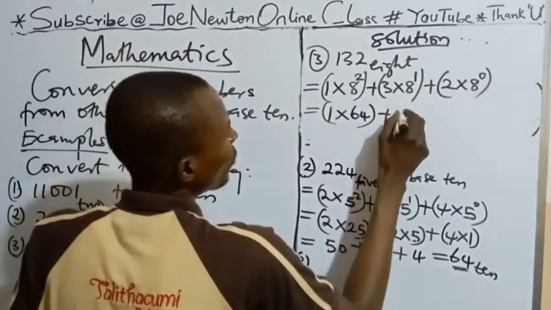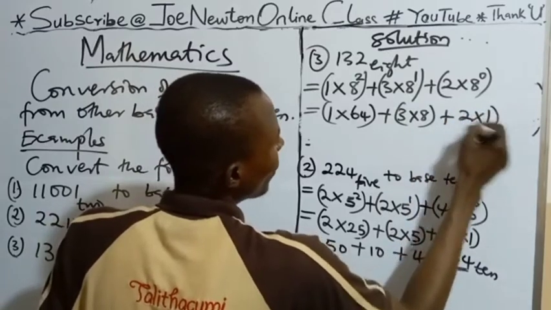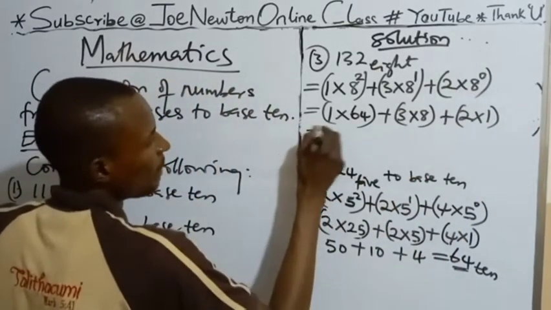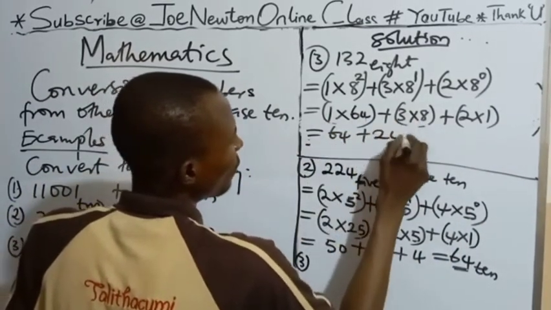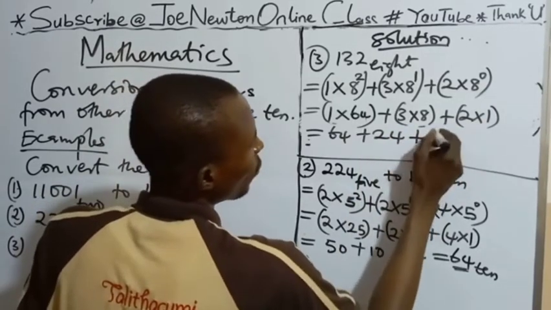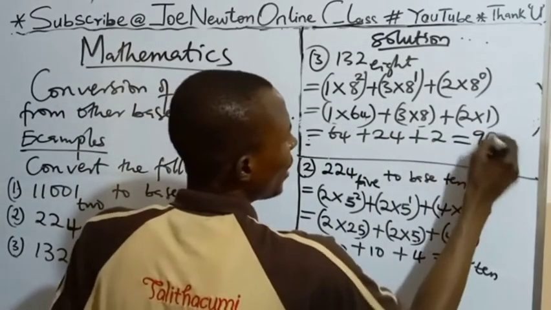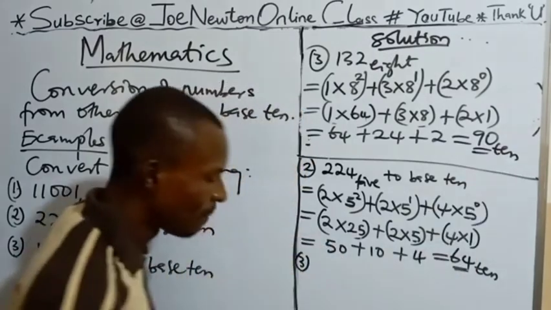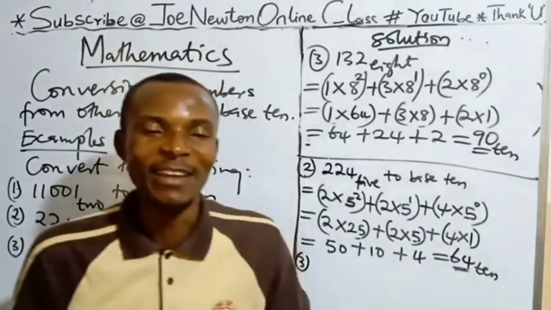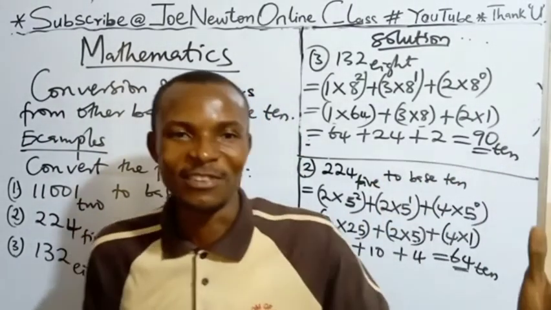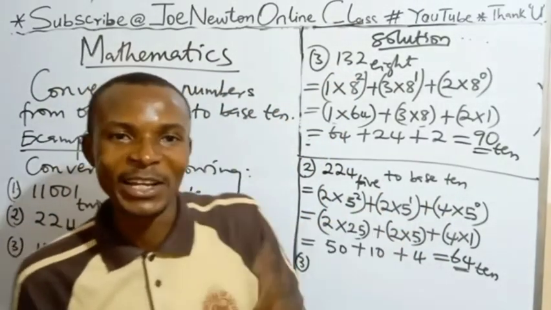64 plus 3 times 8, plus 2 times 1. I guess you remember, any number raised to the power of 0 is 1. Giving us 1 times 64, 64, plus 3 times 8, 24, plus 2 times 1, 2, which gives us 64 plus 24 is 88, plus 2, 90. We have 90 base 10. So you can see that these are the quantities we converted during our last class online from base 10 to other bases. We converted them and obtained these figures we use now. You can see now we have operated and converted them back to base 10.